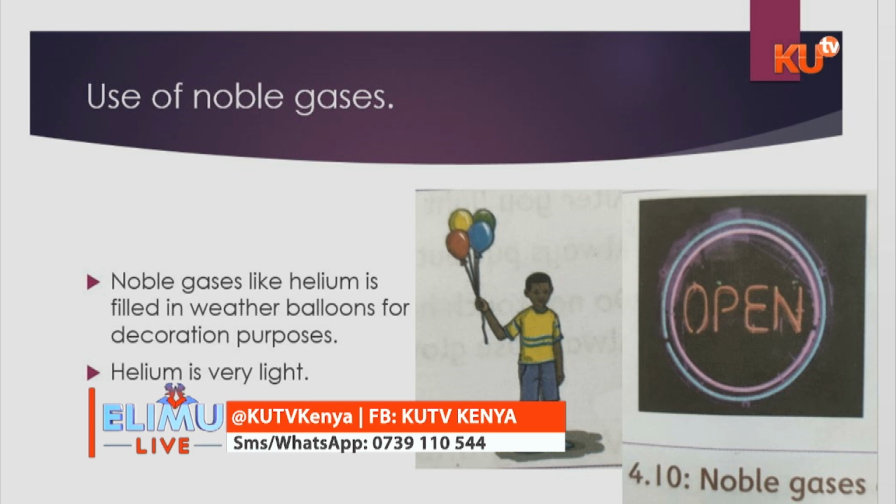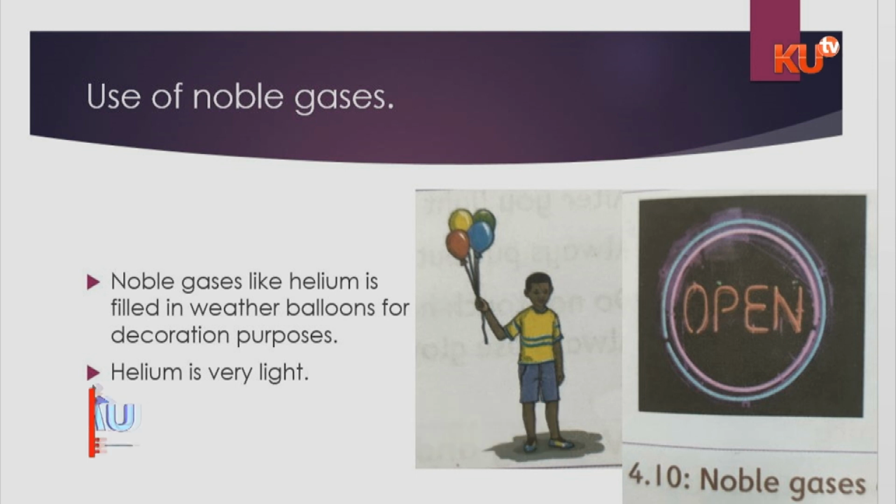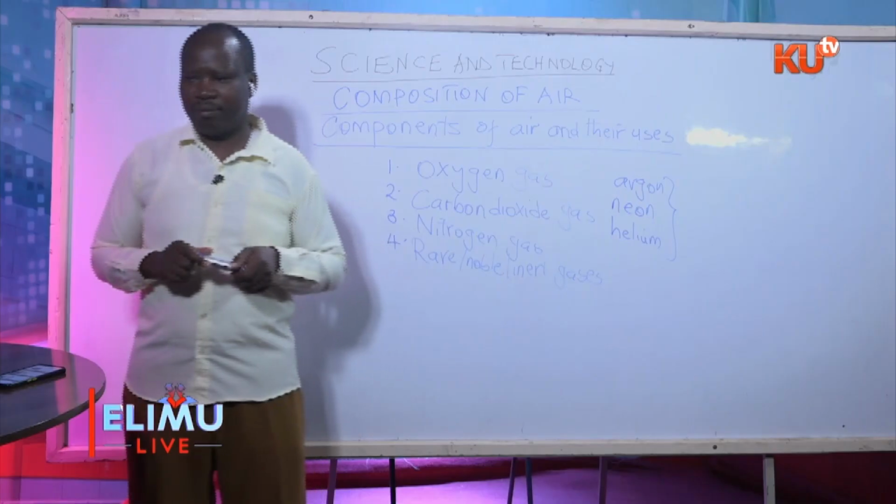And you can also see there an example of advertisement or decoration. That word open, that is a surface. We use those decorations using noble gas to show the word open and that circular part. So that brings us to the other use of our noble gas.